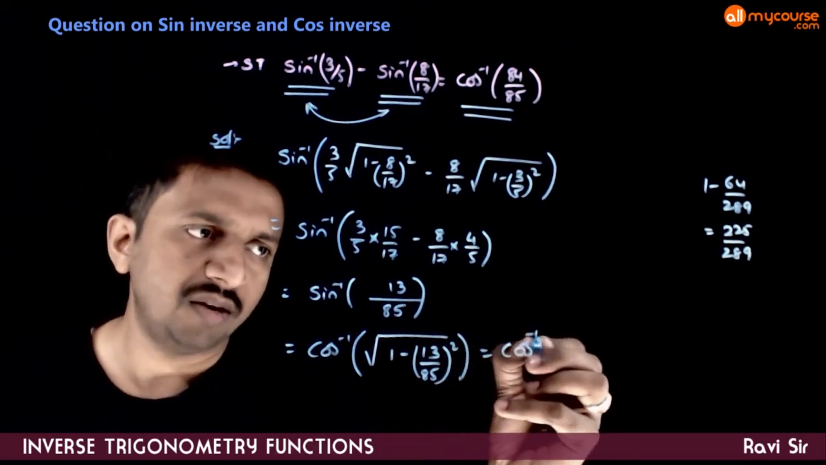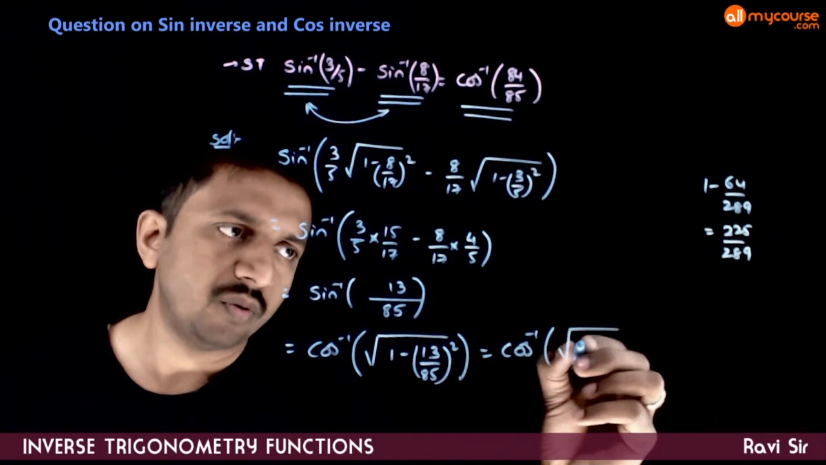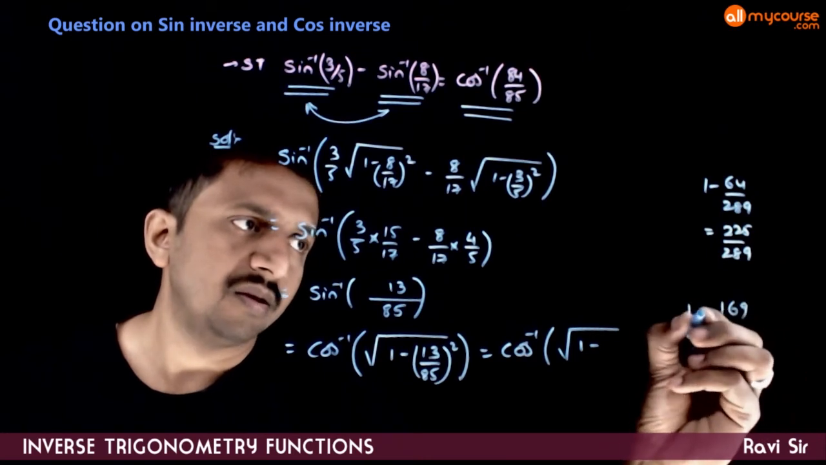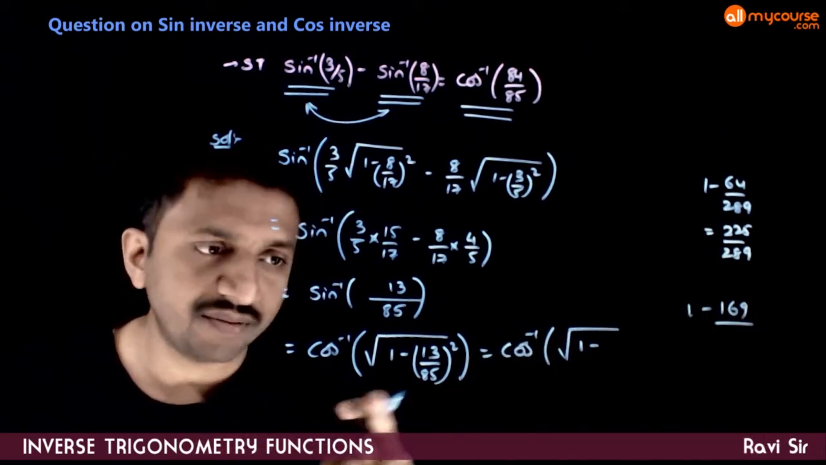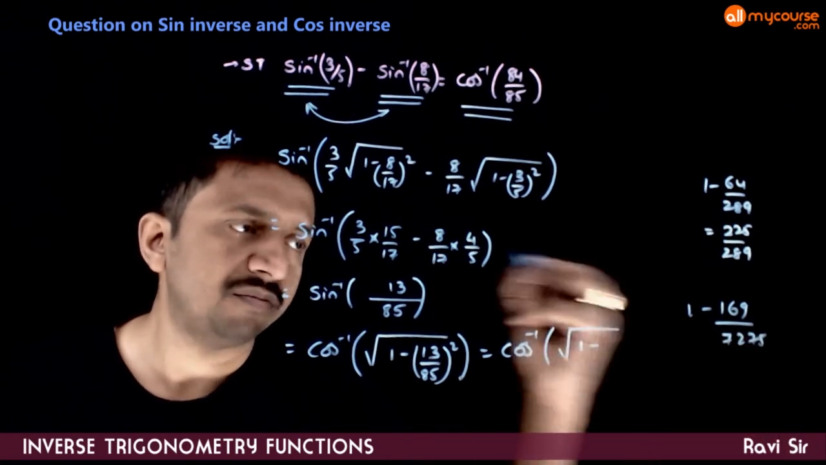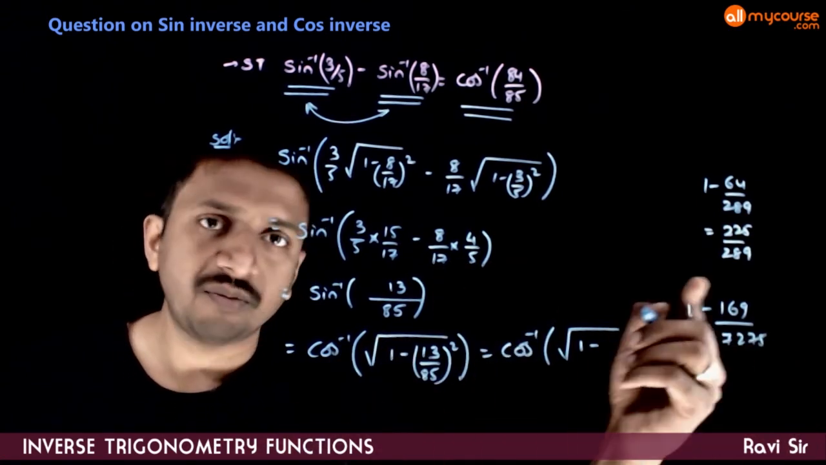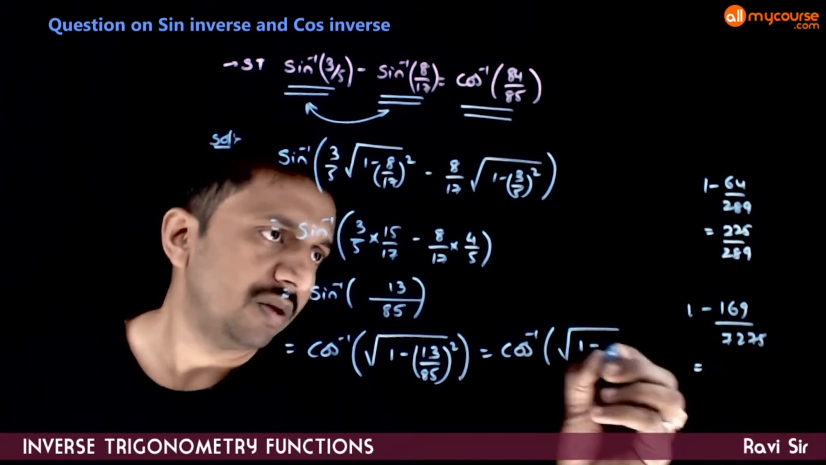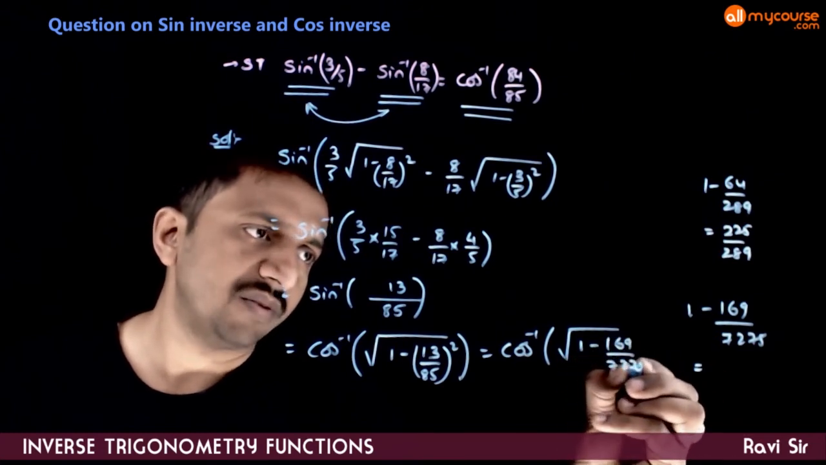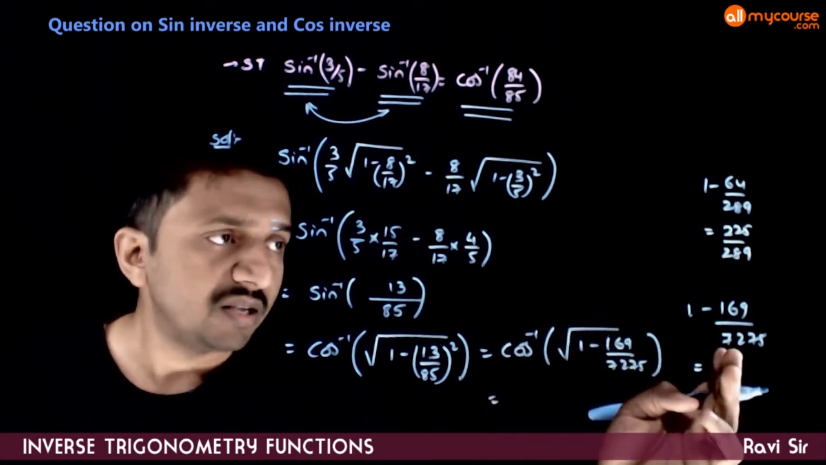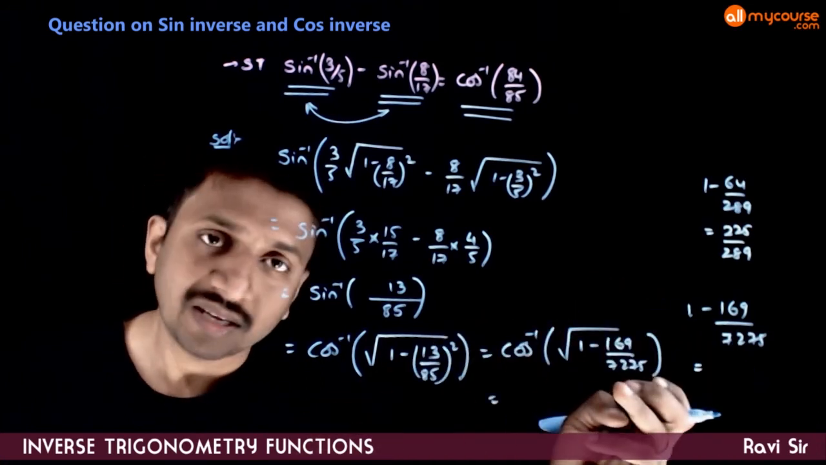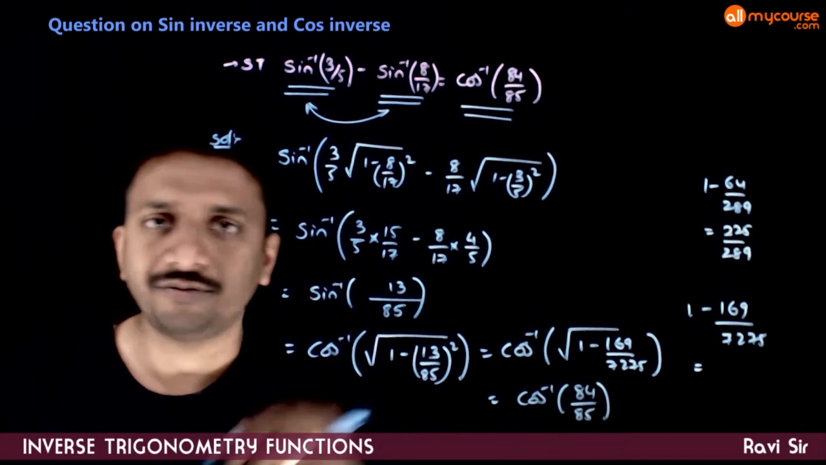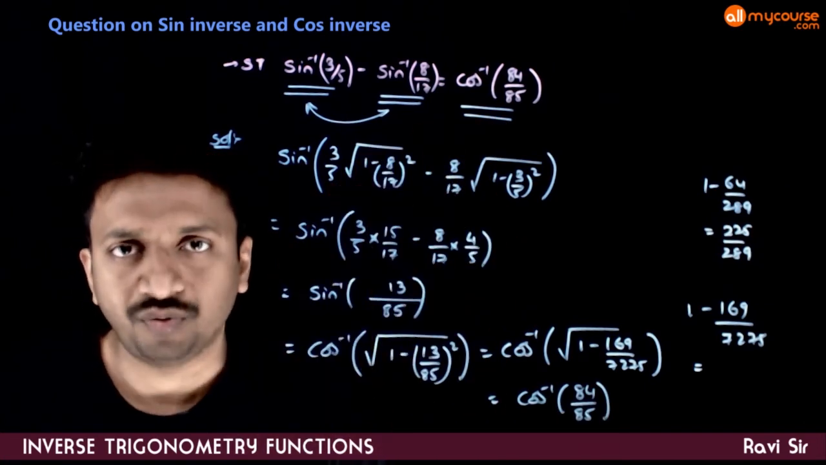That is equal to cos inverse of root of 1 minus 13 square, which is 169, by 85 square. So 1 minus 169 by 7225. If you do the calculations, you get the numerator as 84 square and the denominator as 85 square. Cos inverse of 84 by 85. So this is what you're asked to prove.